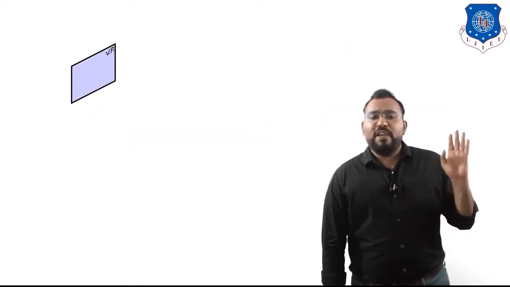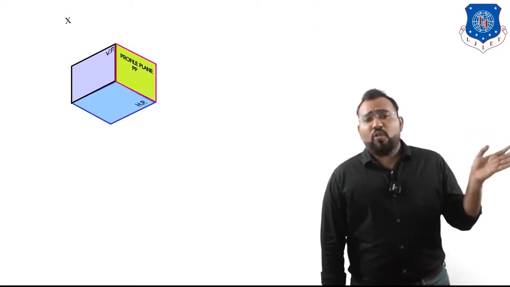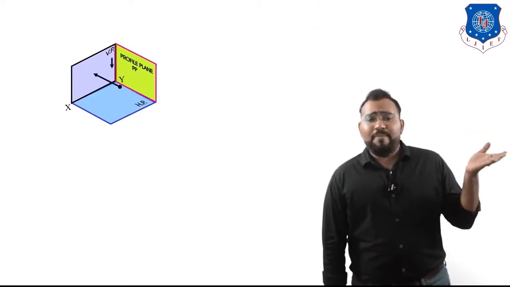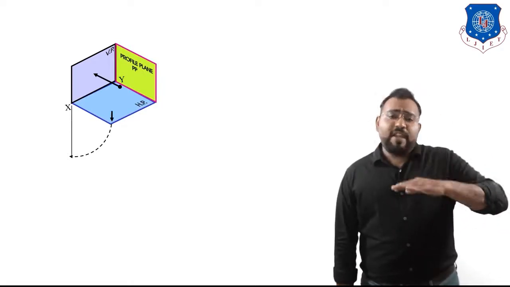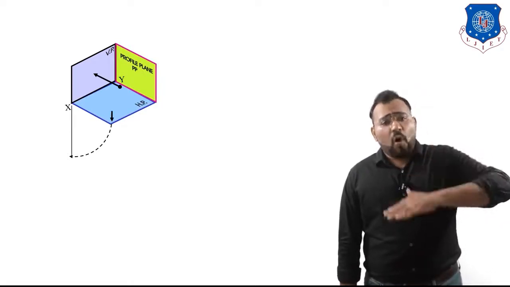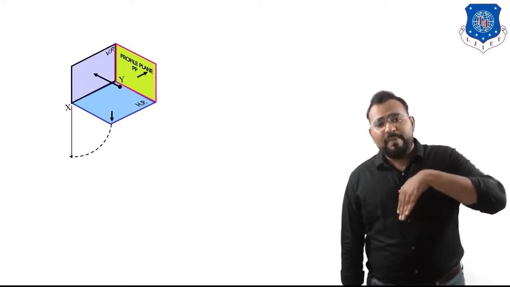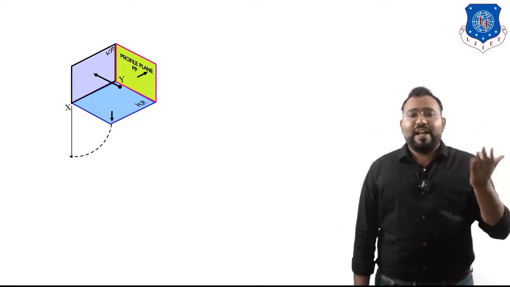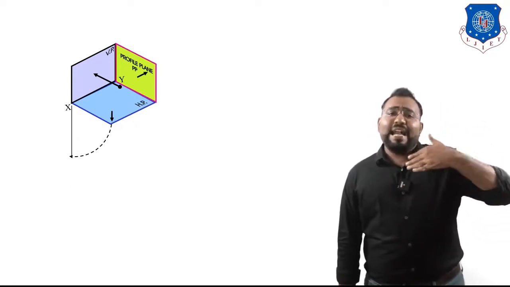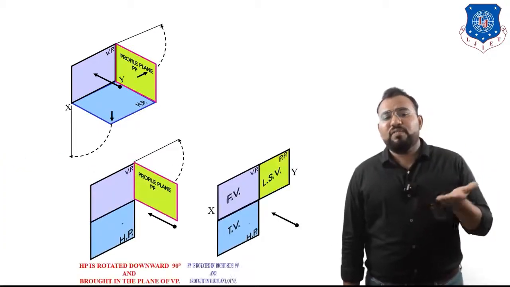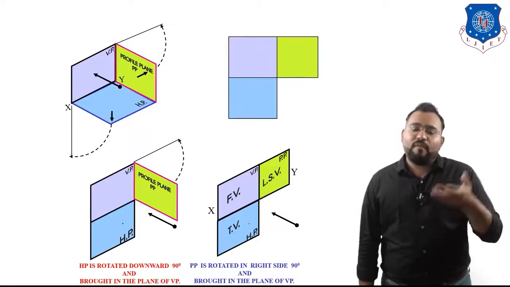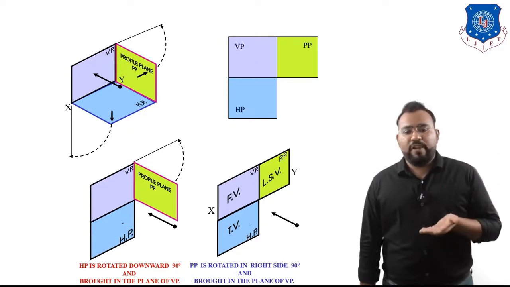After that, in the last video we saw the rotation of HP and PP, where PP means profile plane. We give a 90-degree clockwise rotation to the horizontal plane, and a 90-degree anti-clockwise rotation to the profile plane. So this is just a quick recap of what we did in the last video.